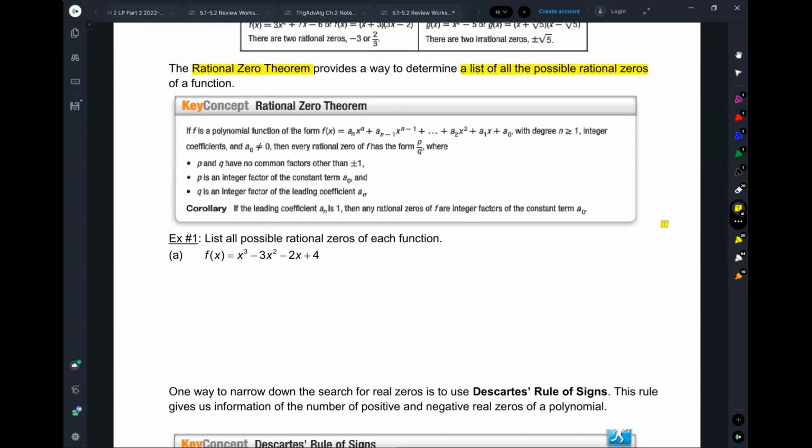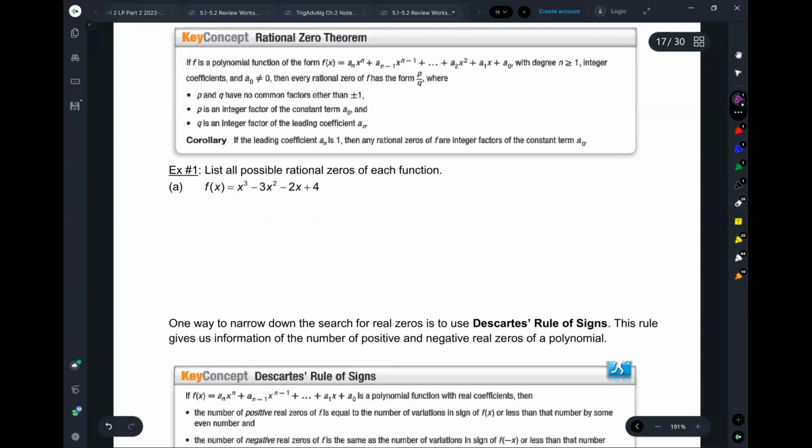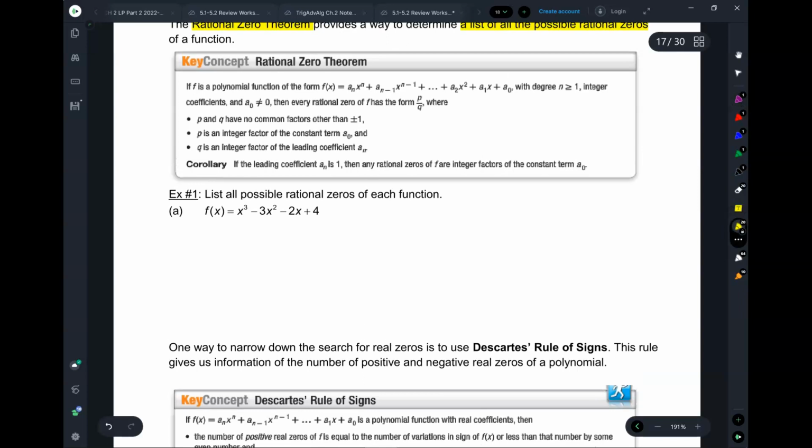So the way we do it is this. It's a process where you determine a value for P and a value for Q. Did you guys do this, P over Q, before? Okay. And so when you divide P and Q, you get all of these numbers. So where do these mysterious P's and Q's come from? Well, P is a factor of the constant term at the very end. Q is a factor of the leading coefficient. Okay? And then you do P over Q.